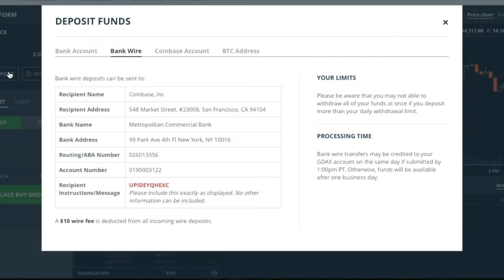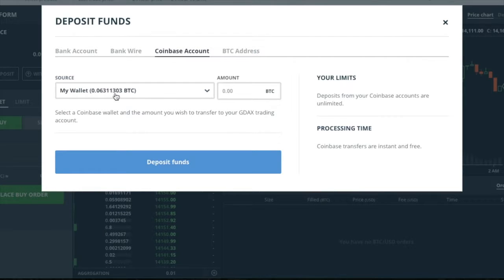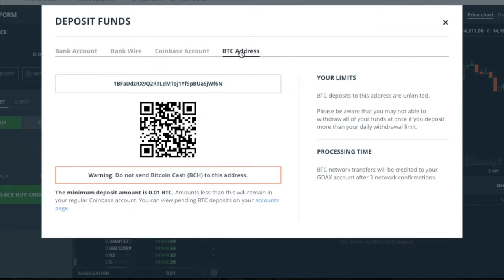The way deposit works, you can bank wire, or you can deposit with your bank account, the same bank account that you have with Coinbase. You can transfer it from your Coinbase account. Let's say I want to transfer that BTC, I can just put 0.6 BTC and click deposit funds, and it will deposit it to my GDAX account. If I want to deposit from another wallet to this account, I can give this address to someone, and they can deposit it for me.